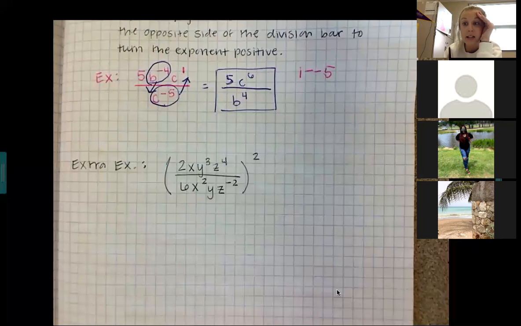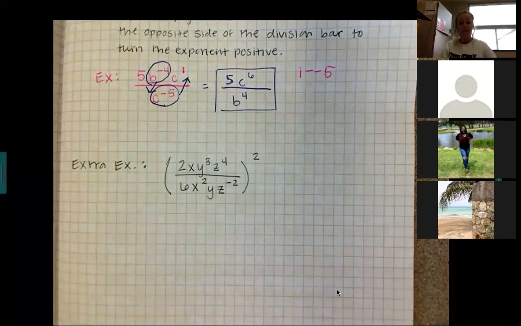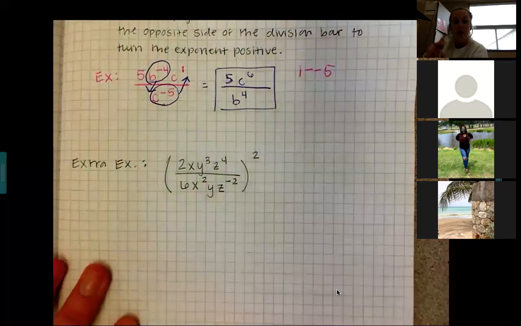But the P stands for parentheses. So I always do what's on the inside first. So do the parentheses first. Try to make it as small as you can. And then we'll worry about the exponent of 2 on the outside. So let's reduce the inside first. So on the inside, does everybody agree we're dividing?